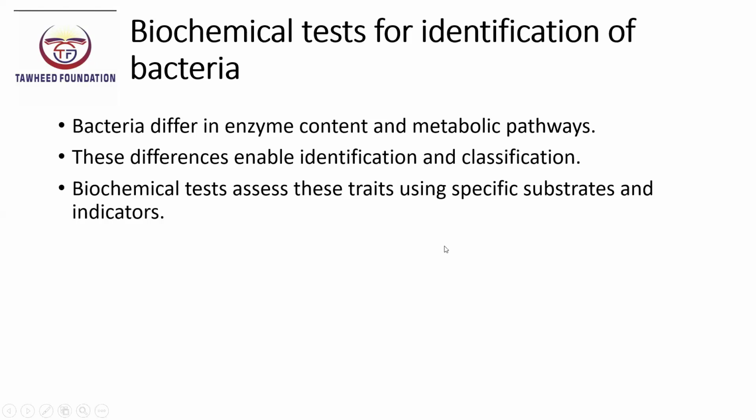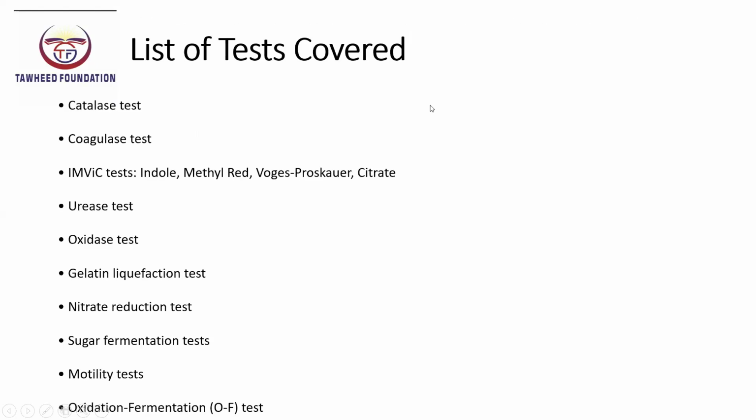So, we'll go one by one. These are the list of tests covered, which are the major biochemical tests: catalase test, coagulase test, IMViC test, which is indole, methyl red, Voges-Proskauer, citrate, urease test, oxidase test, gelatin liquefaction test, nitrate reduction test, sugar fermentation test, motility test, and last is oxidation fermentation test.